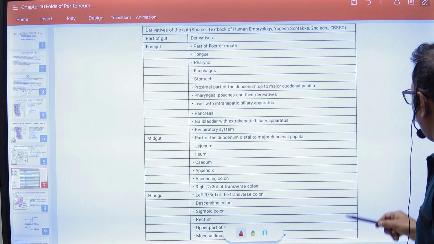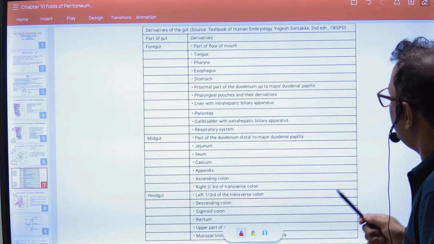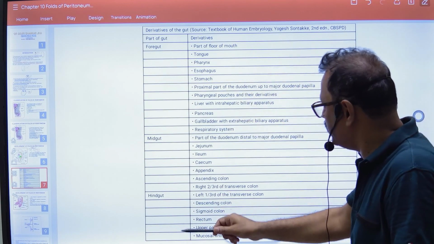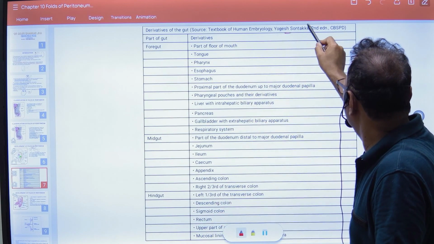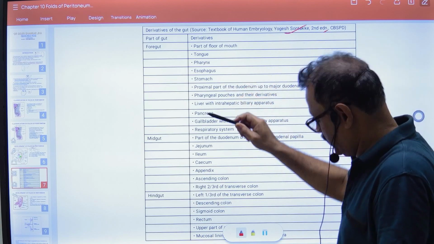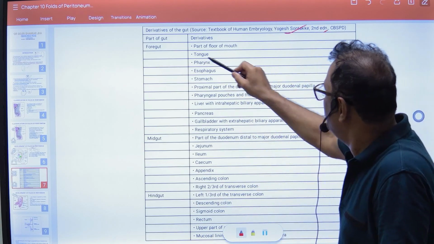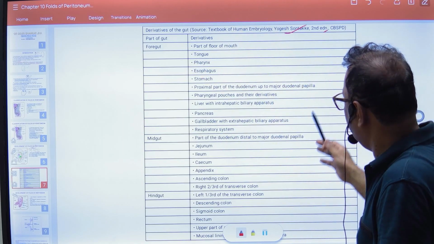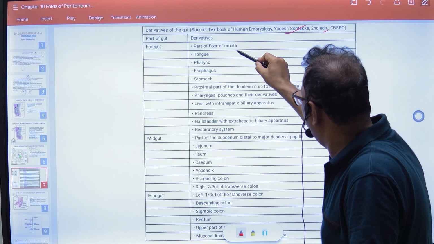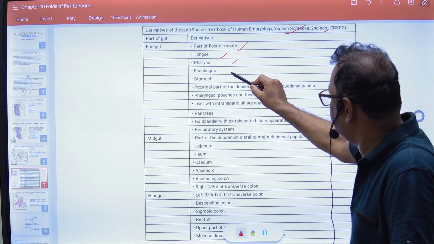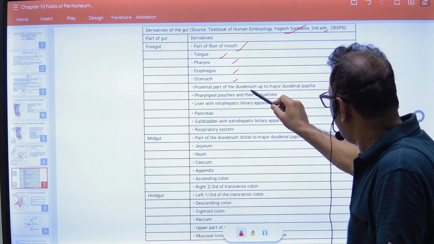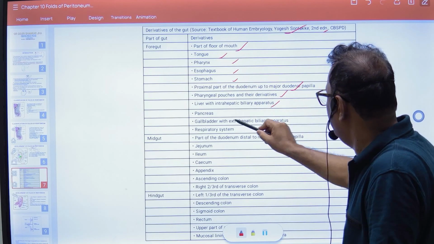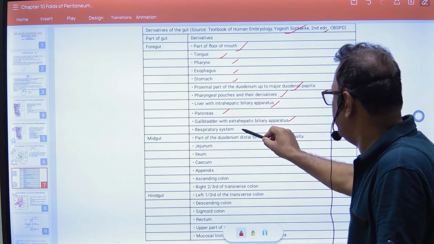So here is the list of the structures which are developed from the foregut, midgut, and hindgut. The source of this PPT is Yogesh Vontake's book, so you could confirm with that book. The parts of the gut developed from the foregut are the floor of the mouth, the tongue, the pharynx, esophagus, stomach, proximal part of the duodenum up to the duodenal papilla, pharyngeal pouches, liver, pancreas, gallbladder, and respiratory system.